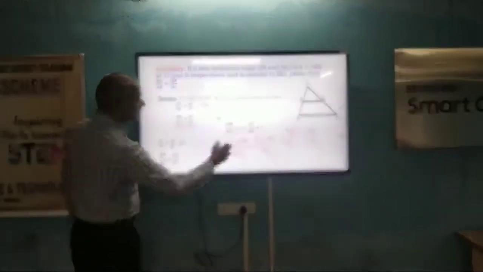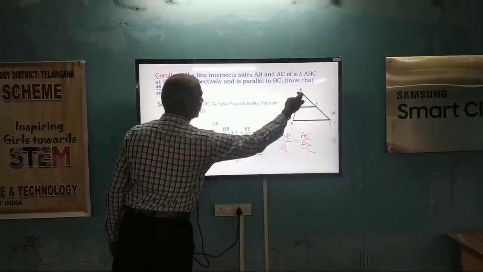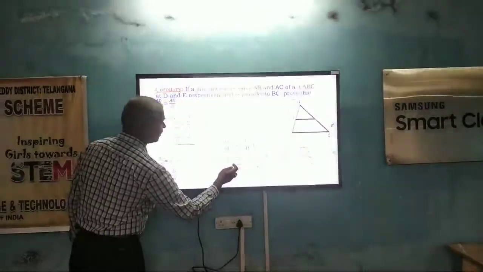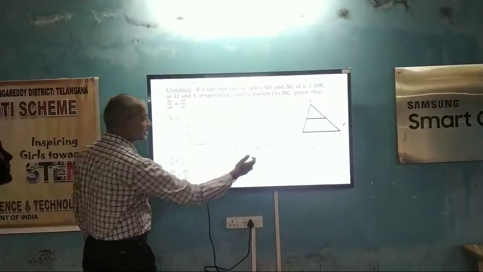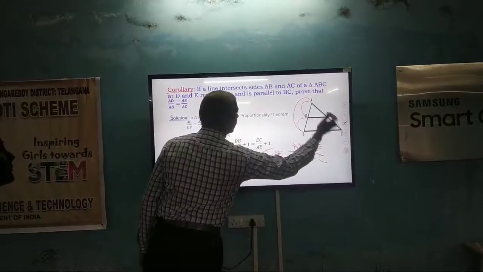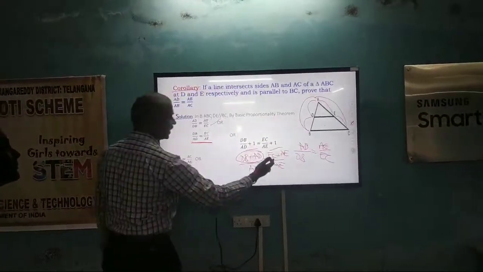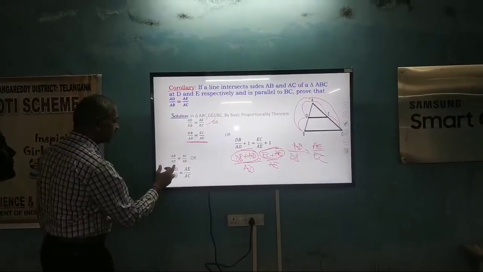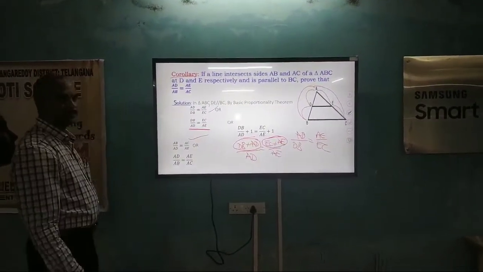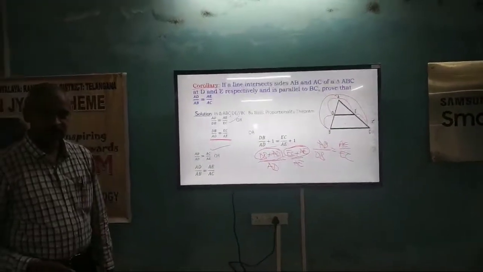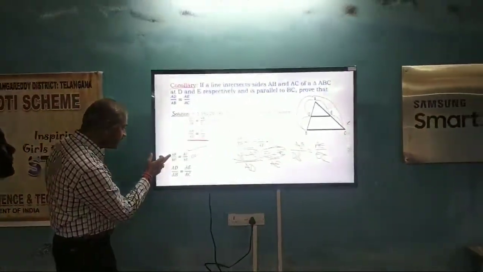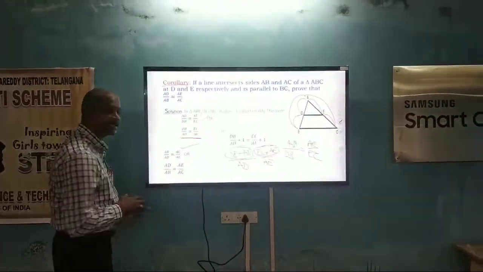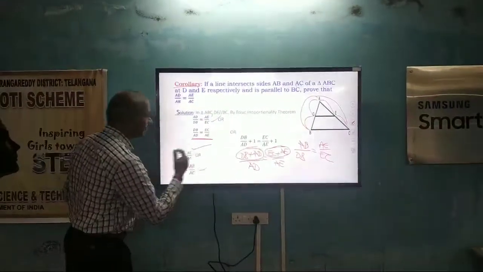But what is DB plus AD? DB plus AD is nothing but AB. So this numerator is AB, and EC plus AE is nothing but AC. So this numerator is AC. Therefore, AB by AD is equal to AC by AE. Again we take invertendo. Then AB by AD becomes AD by AB, and AC by AE becomes AE by AC. So this is one corollary.